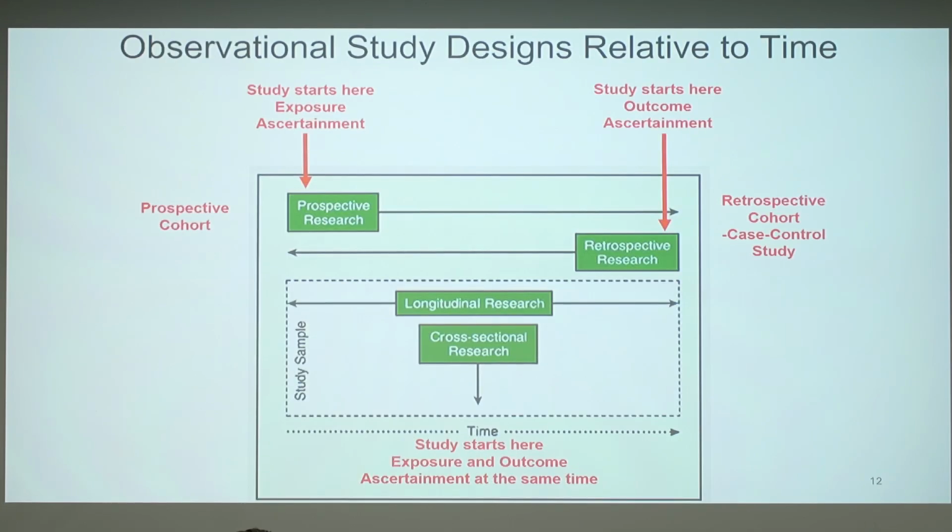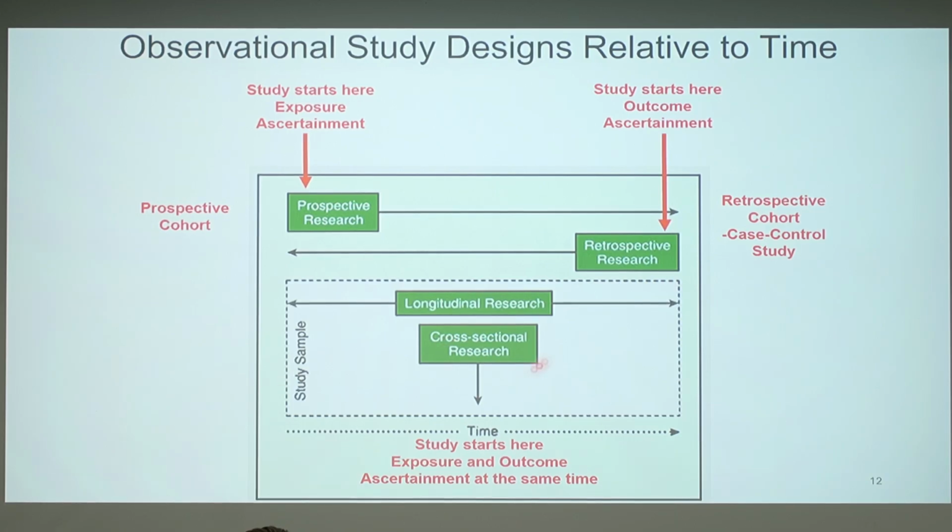So, relative to time, for the observational studies, in a prospective study, you're starting at exposure, and you're looking over a period of time to see who develops a disease at the end of the study versus who doesn't. Retrospective, you're going the opposite direction, so you already know who has the disease and who doesn't, and you're trying to identify the exposure paradigms for that group. These are both longitudinal studies. Some of these cohort studies are 10 years or longer.